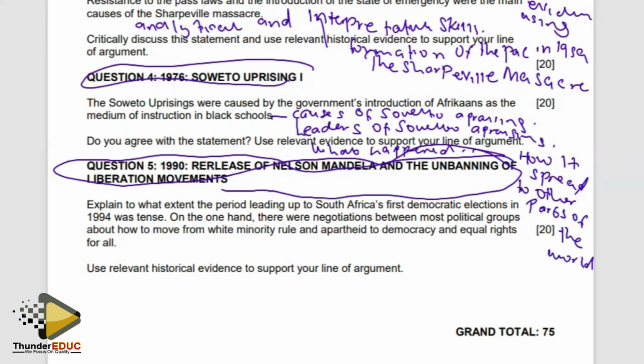Then you also need to talk about the short-term results of the Soweto uprising. You need to also talk about the long-term results. Then in conclusion, you should tie up your arguments with the relevant conclusion.